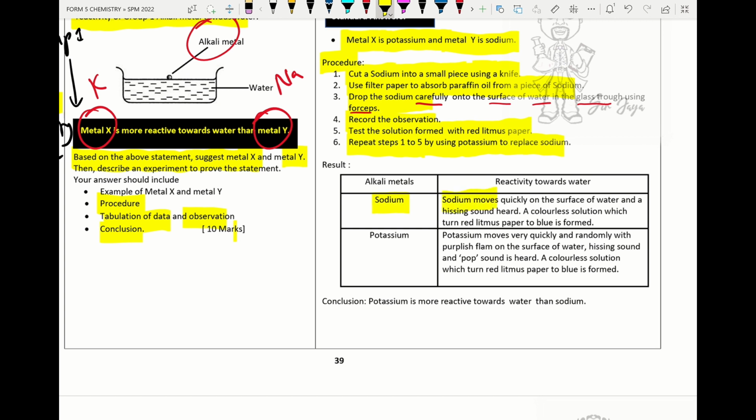Sodium moves quickly on the surface of water, producing a hissing sound, and a colourless solution which turns red litmus paper blue is formed. Potassium moves very quickly and randomly with a purplish flame on the surface of water, producing a hissing sound, and a pop sound is also heard. A colourless solution which turns red litmus paper blue is formed. Finally, the conclusion: potassium is more reactive towards water than sodium.